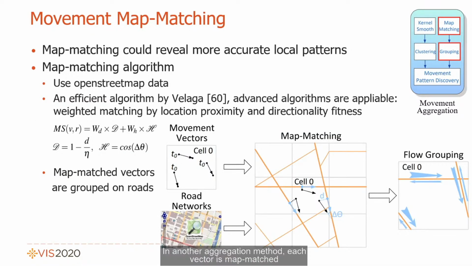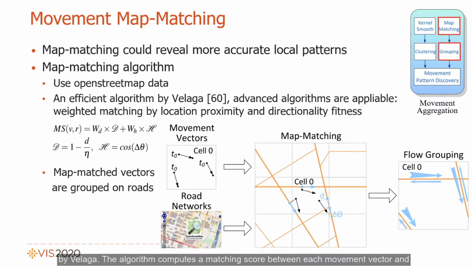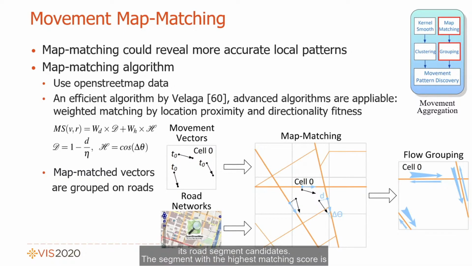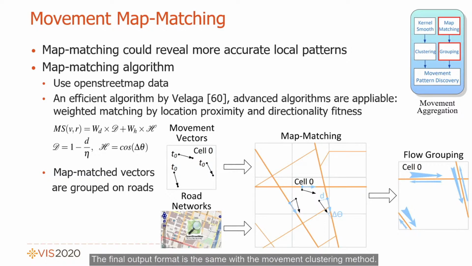In another aggregation method, each vector is map-matched to a road to better reveal local movement patterns. We apply an algorithm by Wegler. The algorithm computes the matching score between each movement vector and its road segment candidates. The segment with the highest matching score is selected. Both location and directionality properties are considered in the matching. The map-matched vectors are grouped by road segments. The final output format is the same as the movement clustering approach.